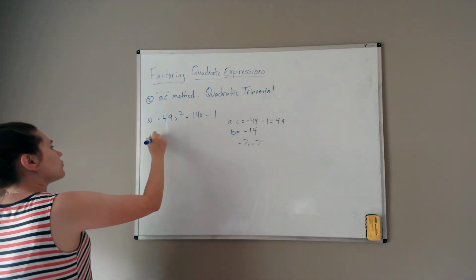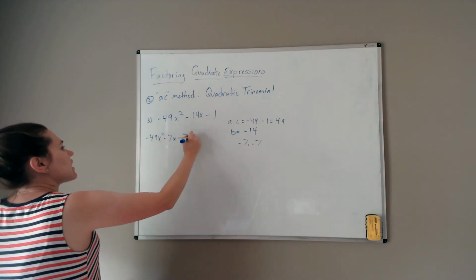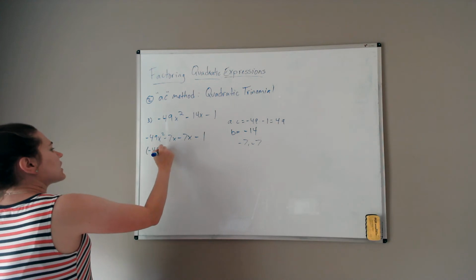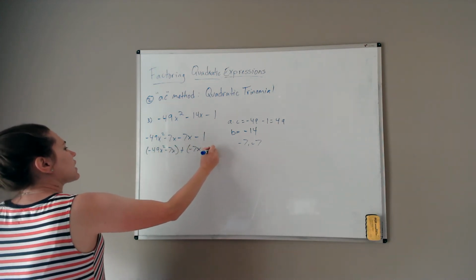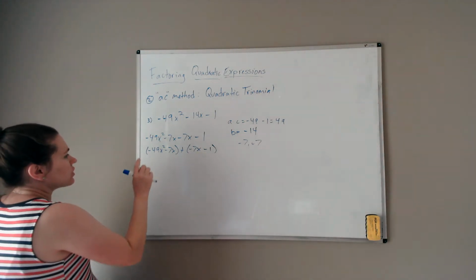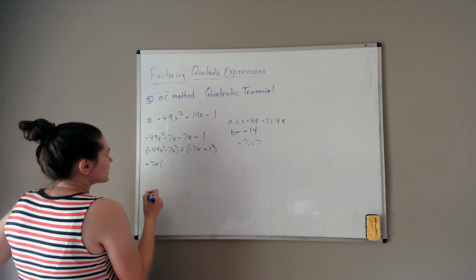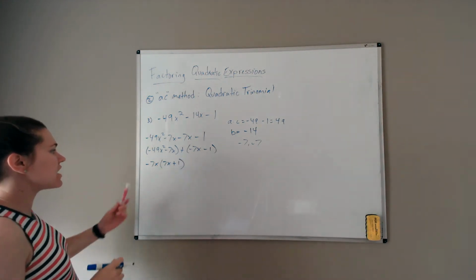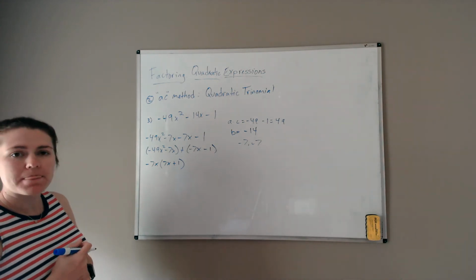So this is negative 49x squared minus 7x minus 7x minus 1. And so now we group: negative 49x squared minus 7x, plus negative 7x minus 1. And we take out the greatest common factor of each set. So I'm going to take out from here negative 7x. That's going to leave me with 7x plus 1. If I factor out a negative 7x here, it's going to leave me with 7x plus 1.